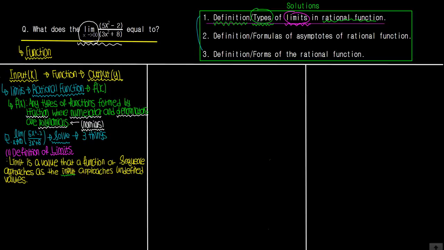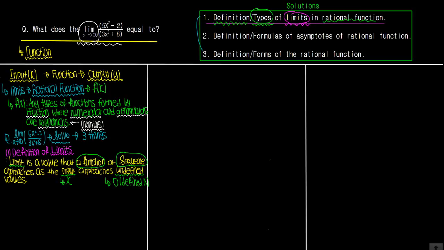The limit is a value that a function or a sequence approaches as the input value. What is our input value? It will be the x value approaching undefined values. What are the undefined values? They are the values where the answer can't be defined, such as division by 0. This is what undefined values mean.